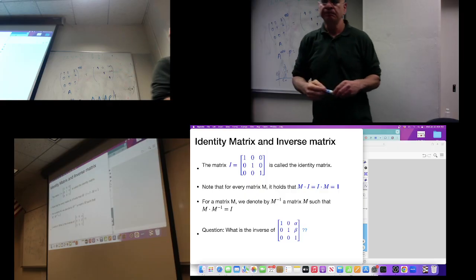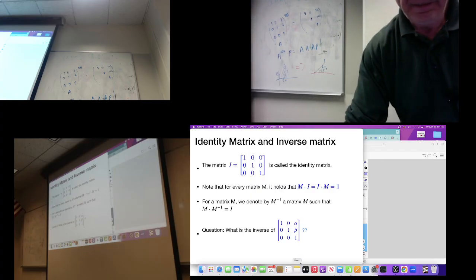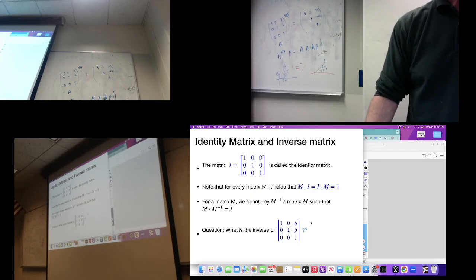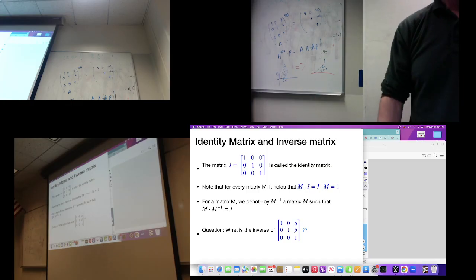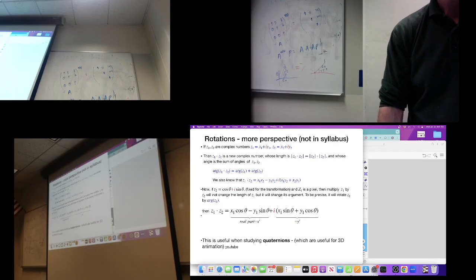Right. Okay, and the a to the minus 1, if I shift by 3 and 2, then a minus 1 will be minus 3, minus 2.